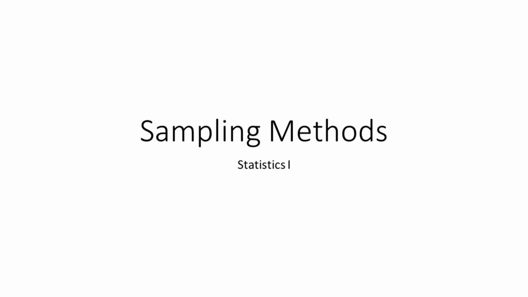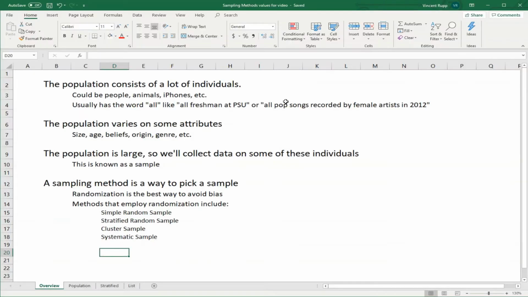This video is about sampling methods, so let's take a look at all the vocab and stuff we need to talk about that. So our population always consists of a lot of individuals. Individuals are often people, but they could be animals, iPhones, or really any collection of things. And it usually has the word "all" in the front, like all freshmen at PSU or all pop songs recorded by female artists in 2012. If you have a collection of all the things, that could form a population.